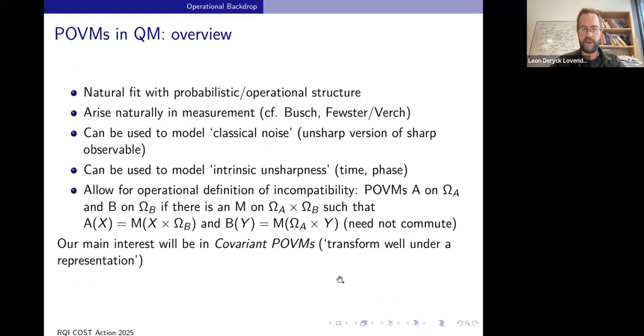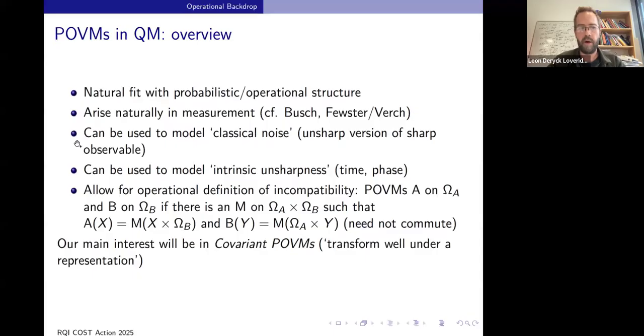I've been told that I put way too many mathematical details on my slides. I'm incorrigible and too old to change, so I'm going to instead try to give a take-home message at the end of each bit of technical stuff to say, well, what was the point of talking about that? So POVMs fit with the natural probabilistic structure of Hilbert spaces. They arise naturally in measurement. I'll talk about that in a minute.